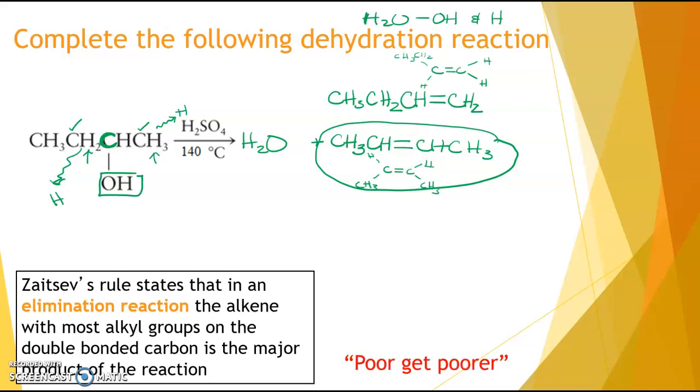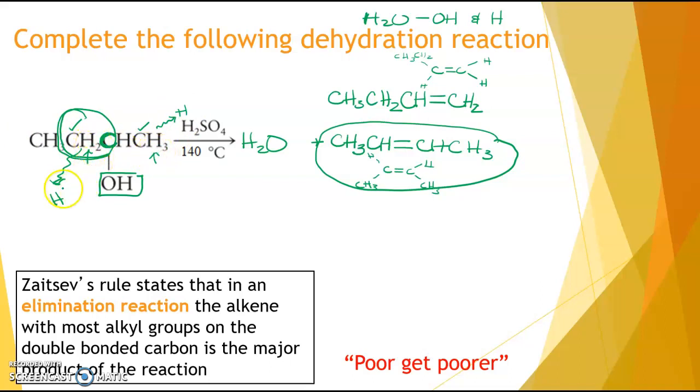And so the way I approach Zaitsev's rule is to again just track hydrogens, essentially trying to decide who's most likely to lose the hydrogen. Well, if it's the poor get poorer, it's the one with the least hydrogens in the first place that's more likely to get poorer and lose them. And that was this carbon here, because it only had two hydrogens because it was already attached to an alkyl group over here, whereas this one had three.